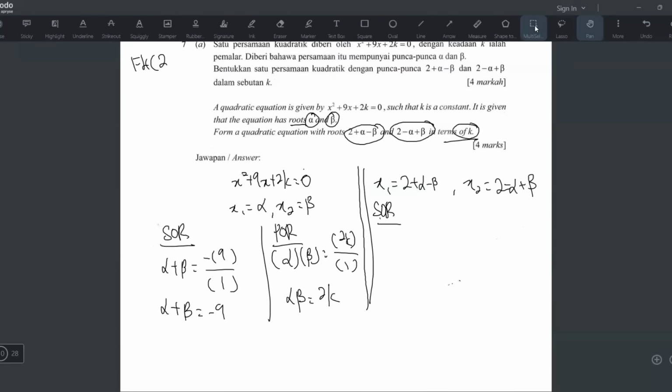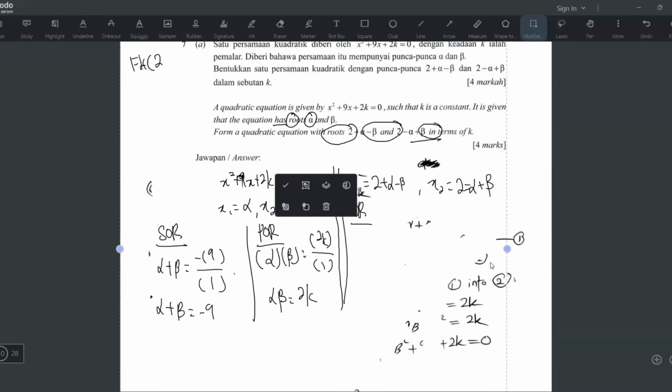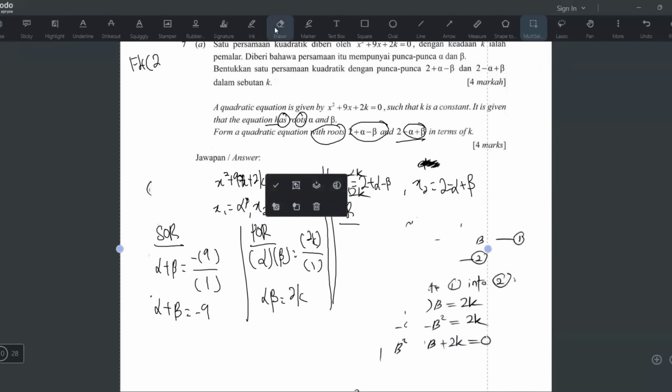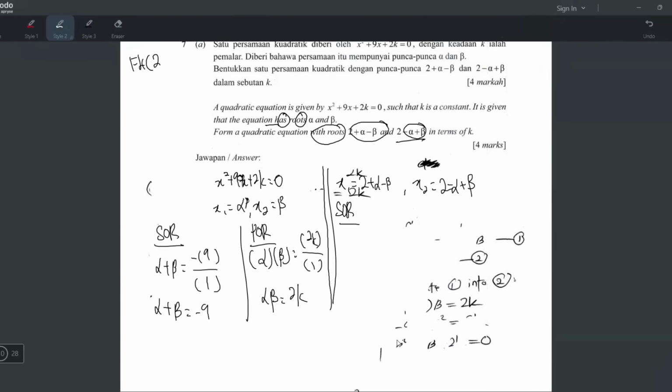Okay, there's handwriting. I think I need space. I know there's handwriting here, but just ignore that. Let me just erase it. So what you have to do now? Find the SOR and the POR.